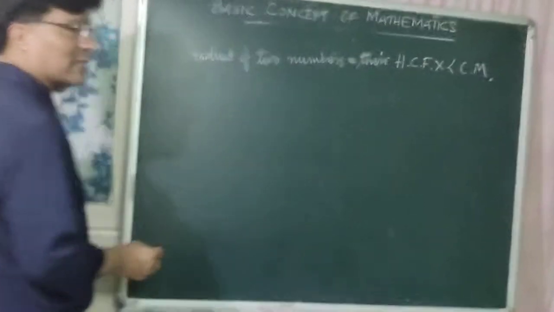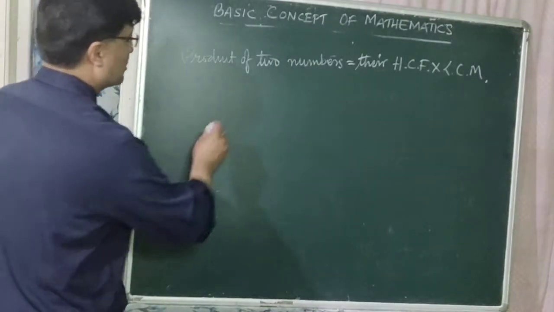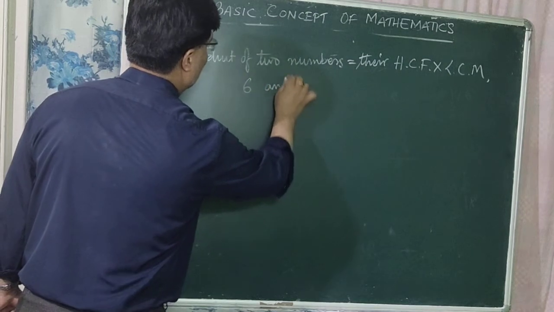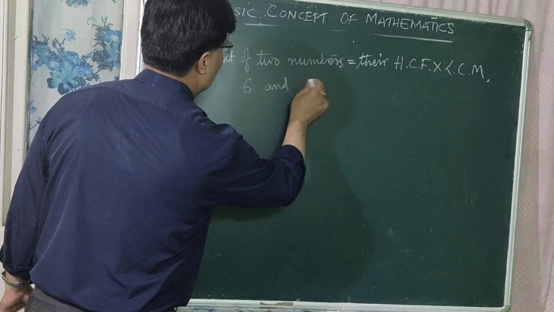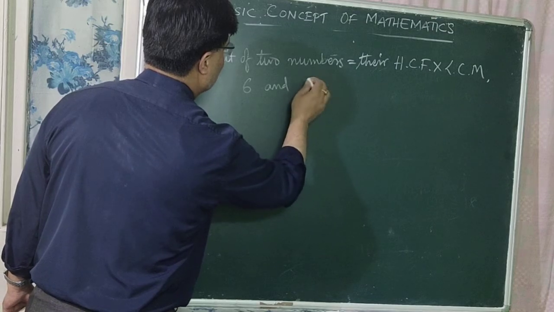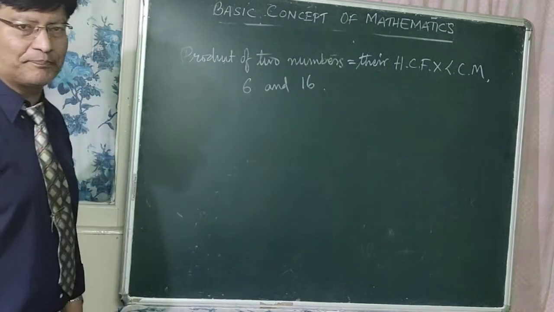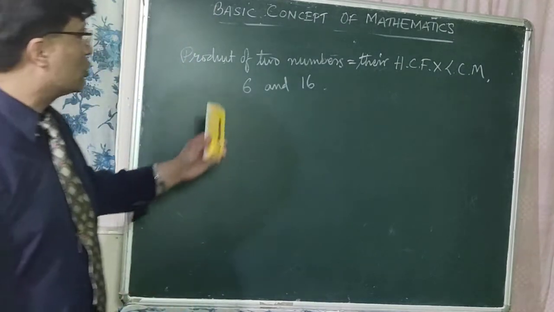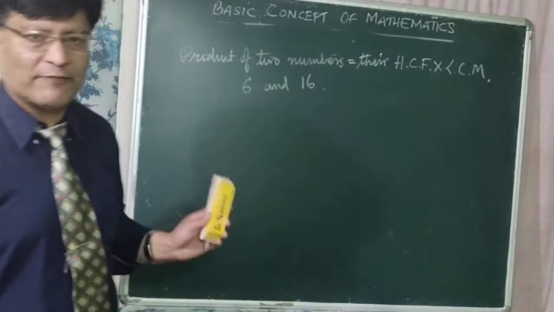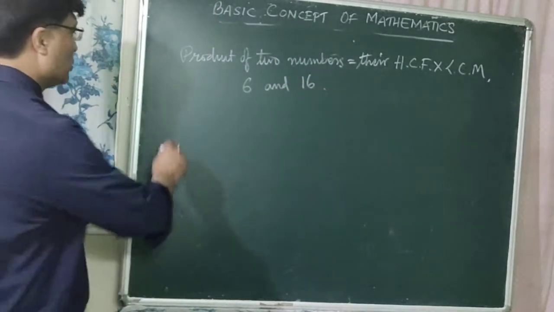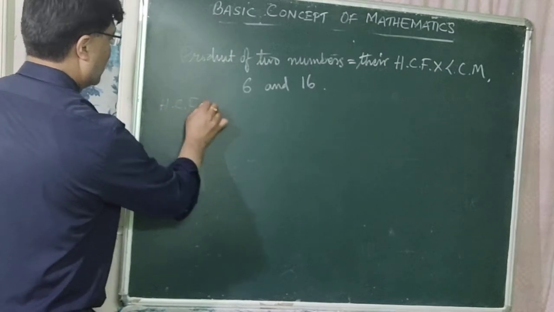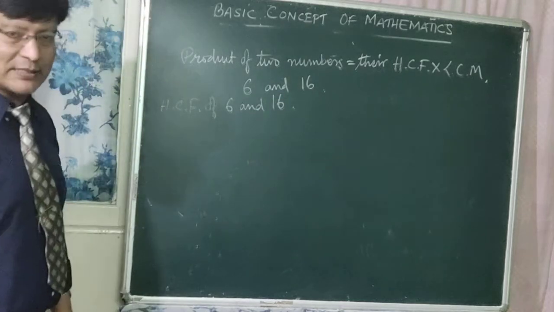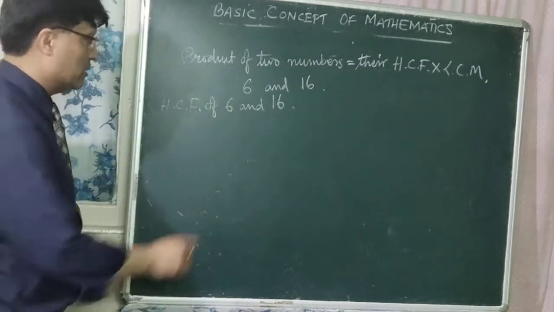Let us consider the two numbers 6 and 16. Suppose these are the two given numbers, right? So let us prove this formula. Let us find out the HCF first. HCF of 6 and 16, you know how to find it now, right? Let us use the division method here.